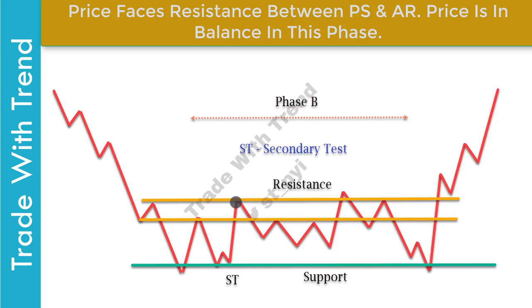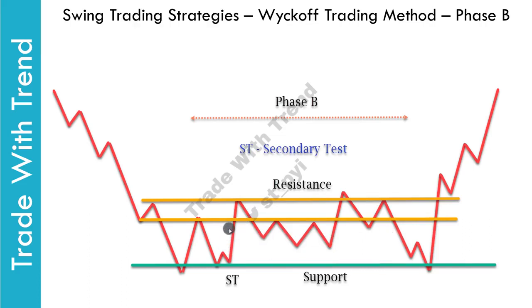Now, the role of phase B is pretty significant for the overall range to develop. During this phase, price is in balance and there is equal demand and supply. As phase B plays out, volume subsides and so does the range of candles. At the start of phase B, volume is usually high along with wide range candles.